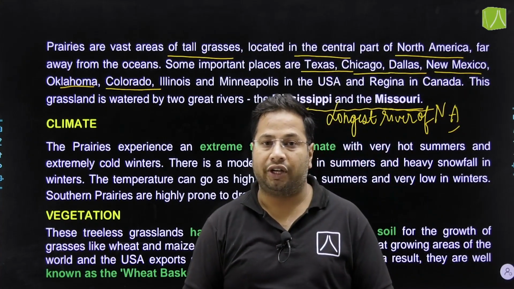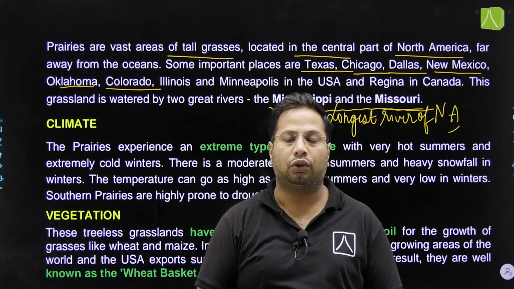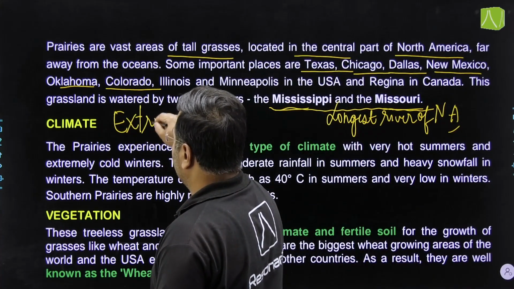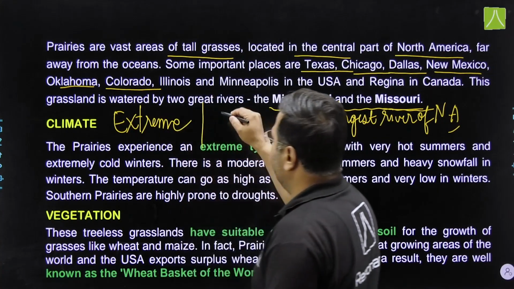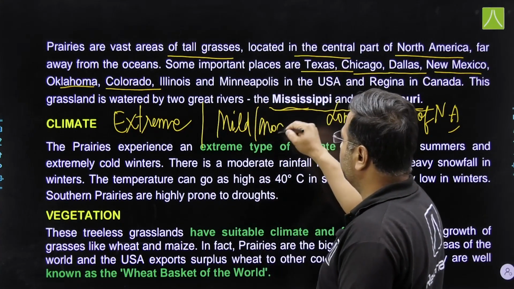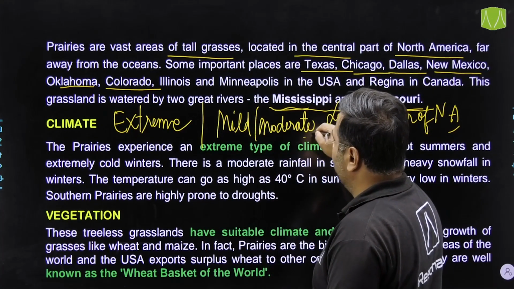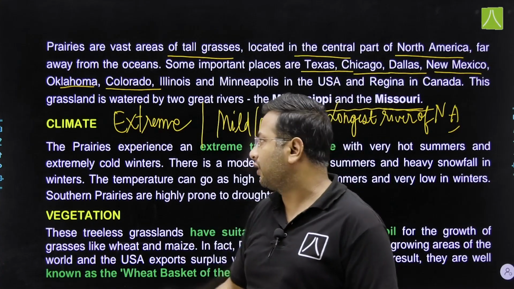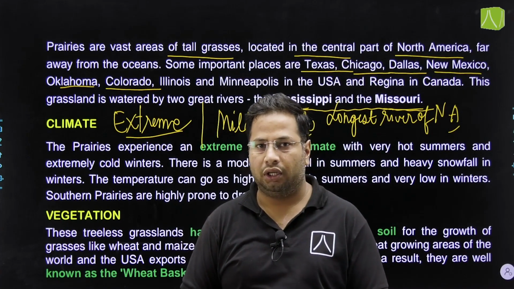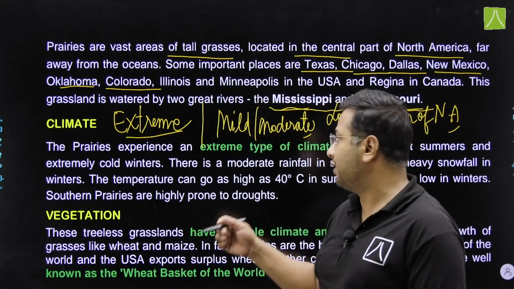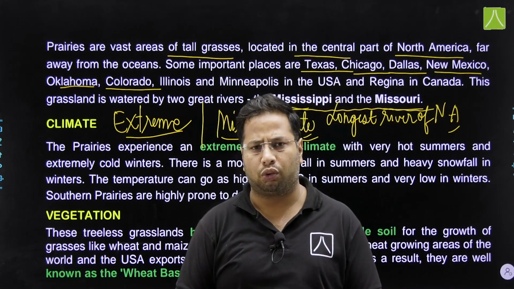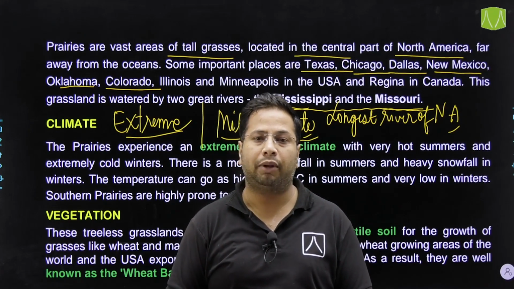Then we have climatic conditions. Climatic conditions are extreme here. You might have heard about two types of climatic conditions. One is extreme, one is mild or moderate. If we say that a place has an extreme climatic condition, it means it has extreme cold or it is extremely hot. If we say the climatic condition of a place is mild or moderate or temperate, it means it is neither too hot nor too cold. So this has an extreme type of climatic condition.